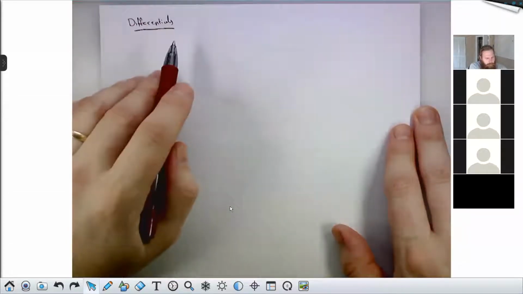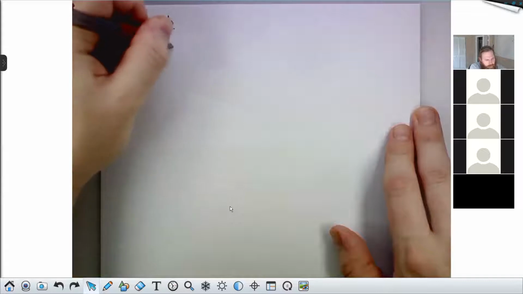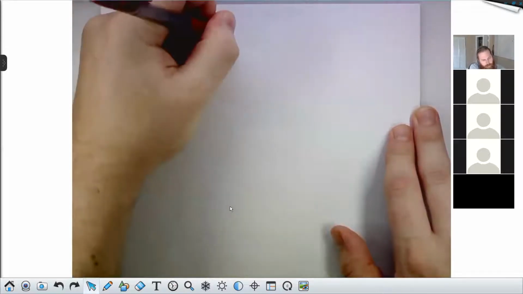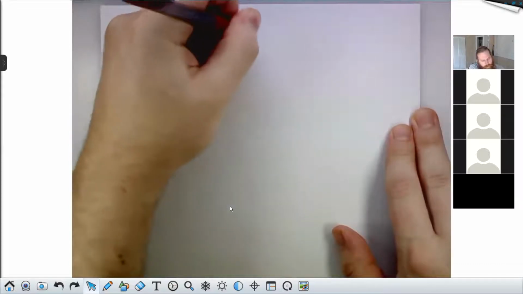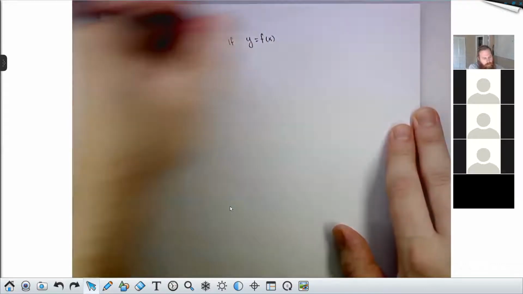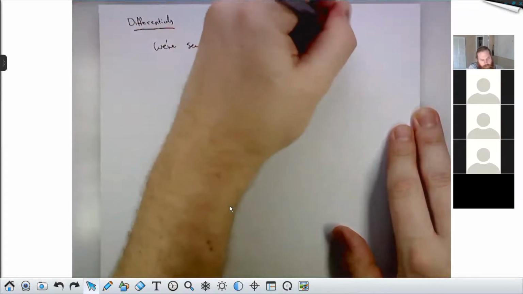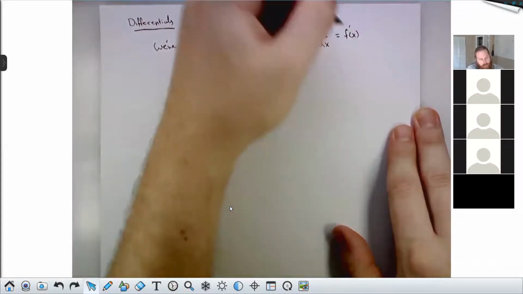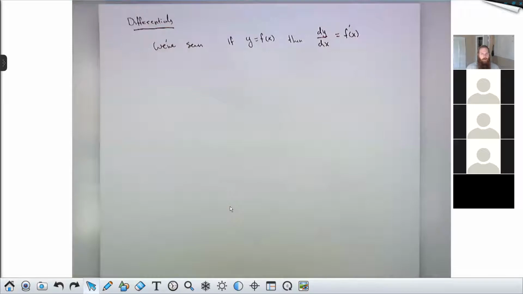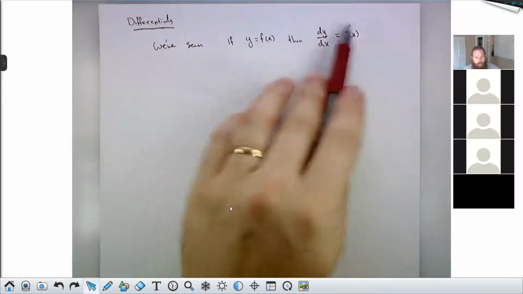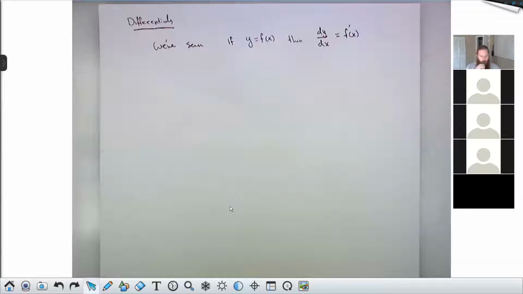So we've seen that if y is f of x, then just notation, dy dx is f prime of x, right? On the left, you have the Leibniz notation, and on the right, you have the prime notation. It turns out that with the right kind of formalism, you can treat dy and dx as things in their own right.